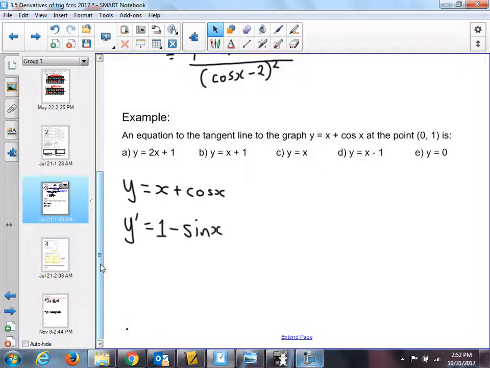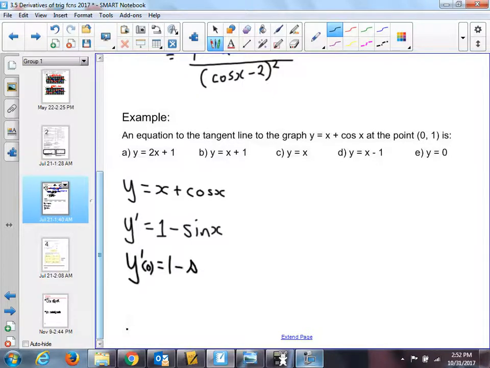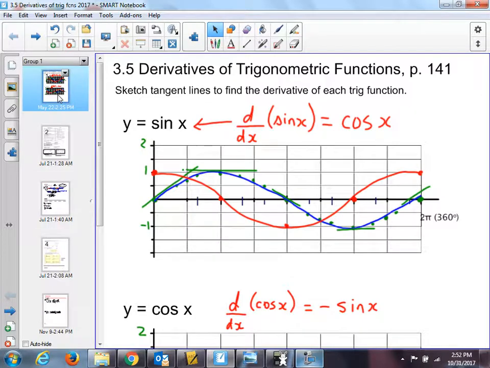Then I am talking about the equation to the tangent line at 0, 1. So what do I do to find the slope? Well, what's the x value you're interested in for the slope? 0. So I'm going to just plug in 0: 1 minus the sine of 0, which is 1 minus, what's the sine of 0? 0.